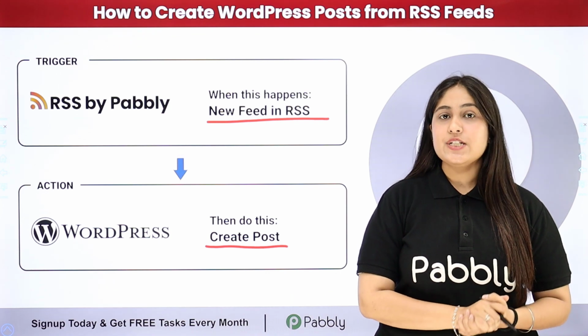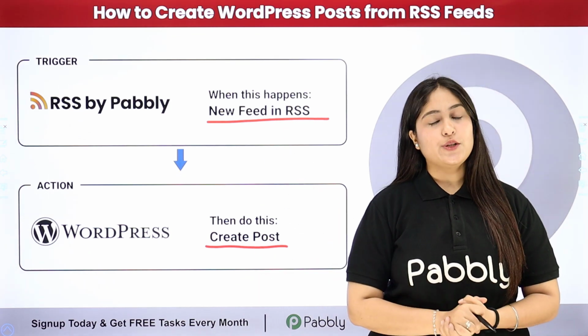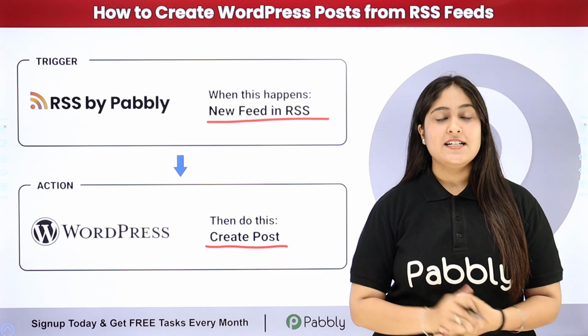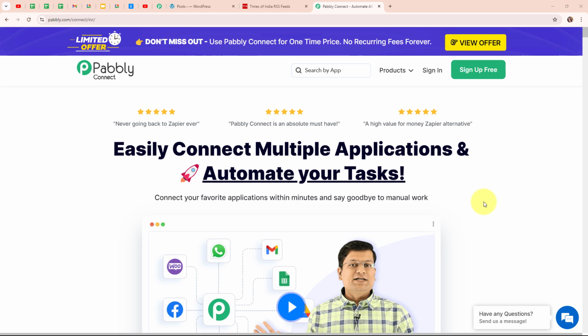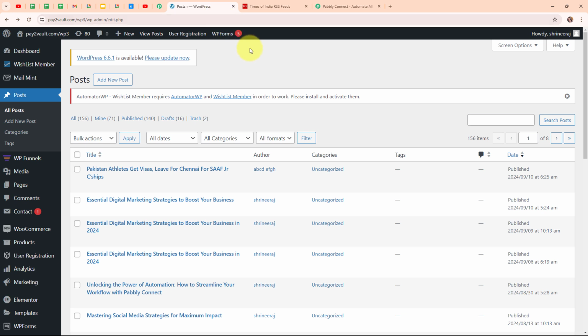So to build this connection, I need to connect these applications using an automation software named Pabbly Connect. To learn this process step by step, let me take you to my screen. Welcome to my screen. In this video, we are going to understand how to create WordPress posts from RSS feeds. As I've already mentioned in my introduction, I manage a blog and often pull in content from various sources to keep my readers updated on the latest news. Manually adding these updates to my WordPress site takes a lot of time, so I want to automate this entire process.